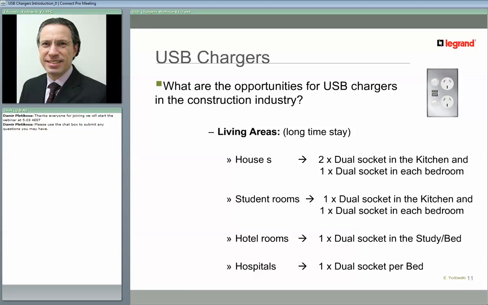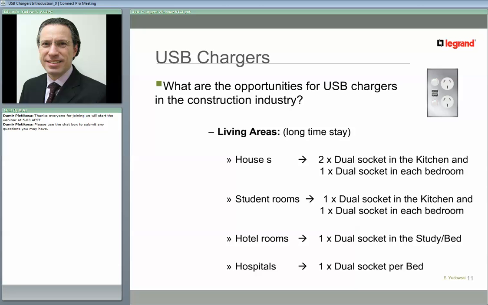Now, if we talk about the living areas or the long time stay, we define them as houses where the benchmark is to have at least 2 dual sockets in a kitchen and at least 1 dual socket in each bedroom. In student rooms, in universities for instance, again 1 dual socket in the kitchen and 1 dual socket in each bedroom. In hotel rooms, at least 1 dual socket in the study or beside the bed, and in hospitals it is also becoming very popular to have 1 dual socket per bed.